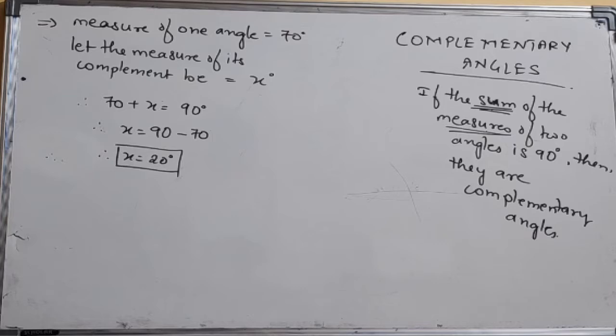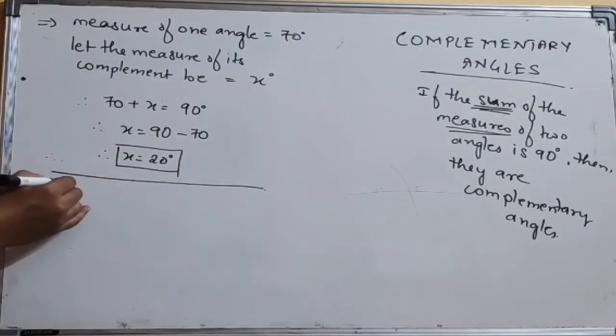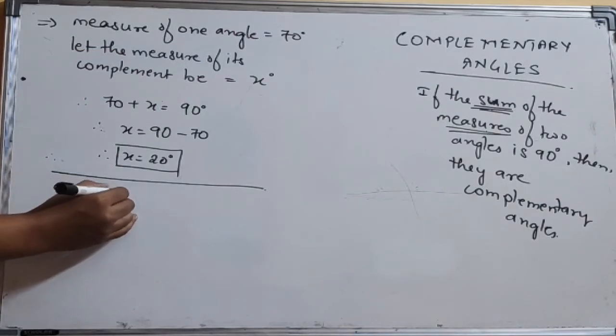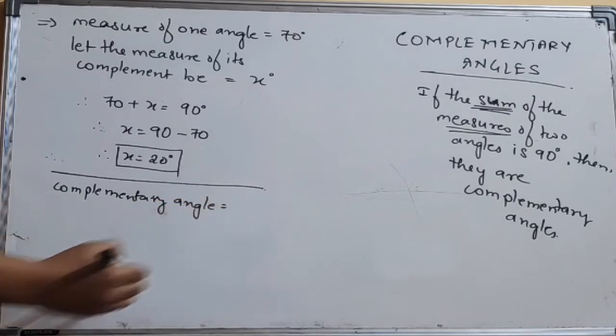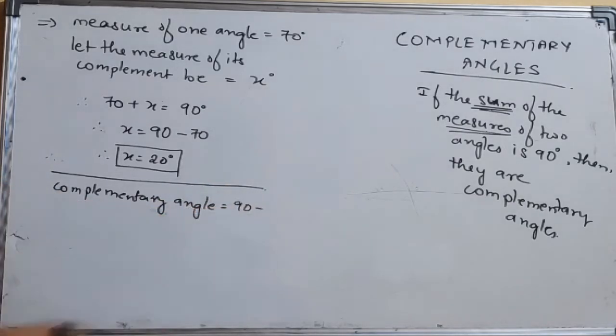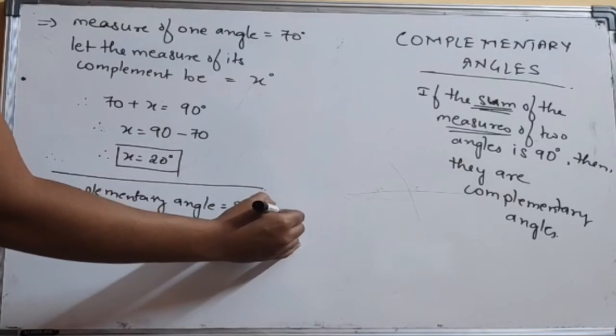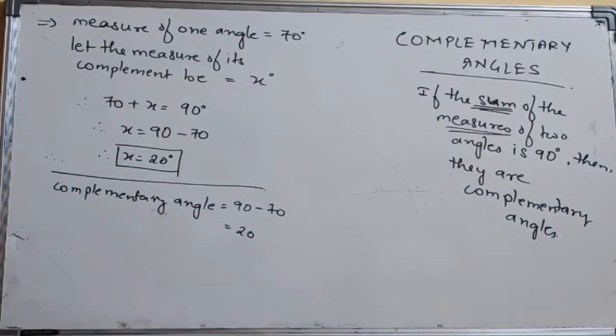Now, we can do this in a different way also. If you know the measure of one of the complementary angles, how to find the measure of the other complementary angle? It's a simple trick. You can do it in one more way. So the complementary angle is equal to 90 minus 70. That is equal to 20. You can do it either by this method or by this method.